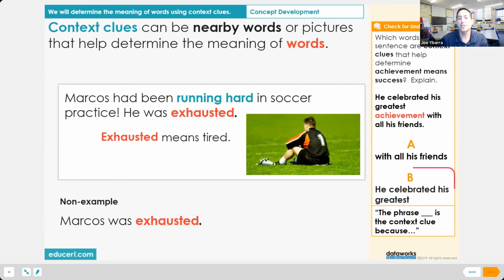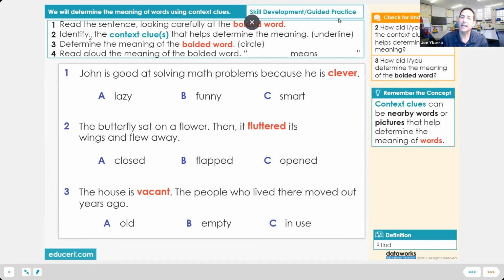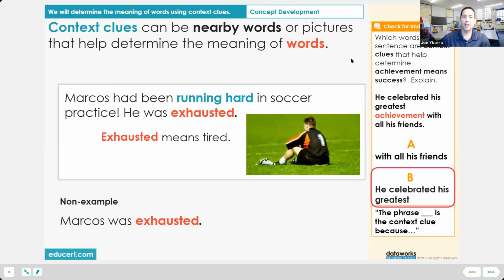Then the next part of the new learning is skill development and guided practice, where this is what I want them to do at the end of the lesson. Can they look at sentences, see an unknown word, then use context clues? So there's 2 things. So here's how I'm doing my concept development.